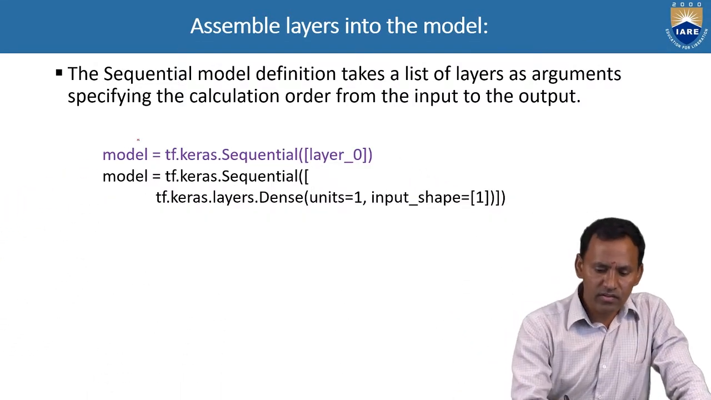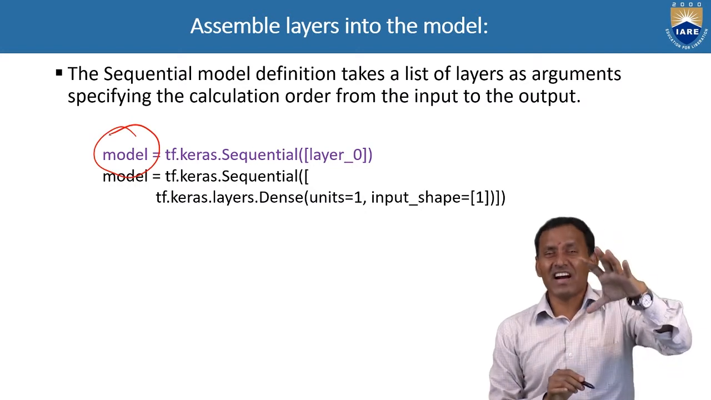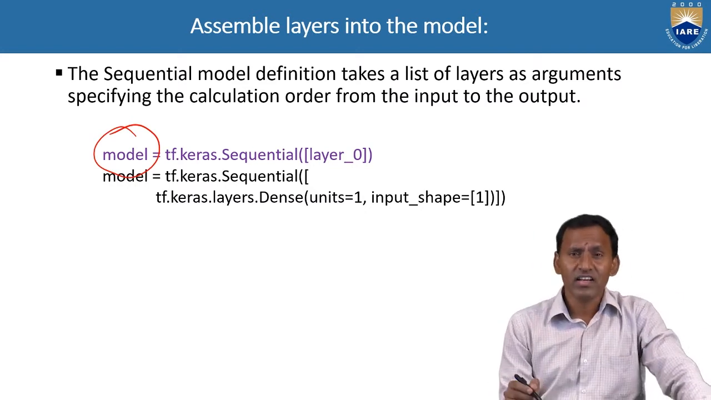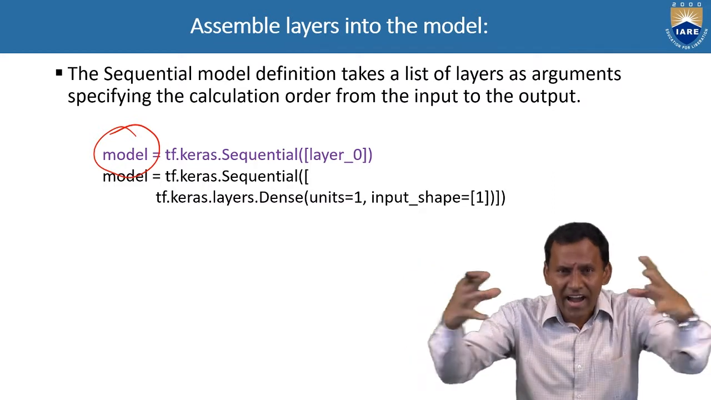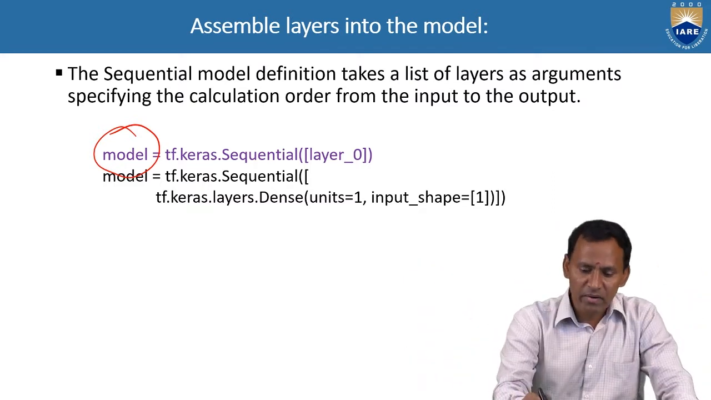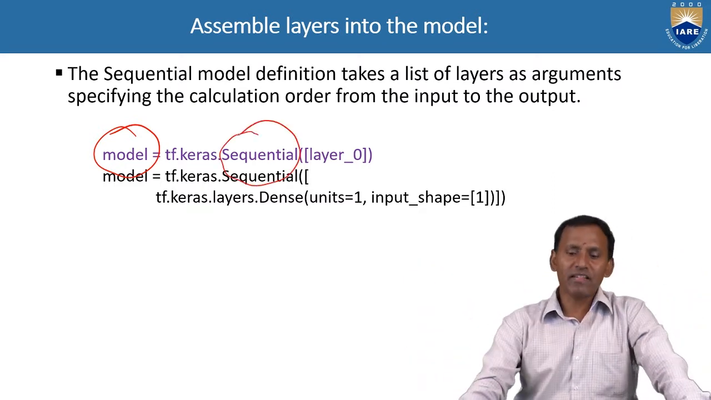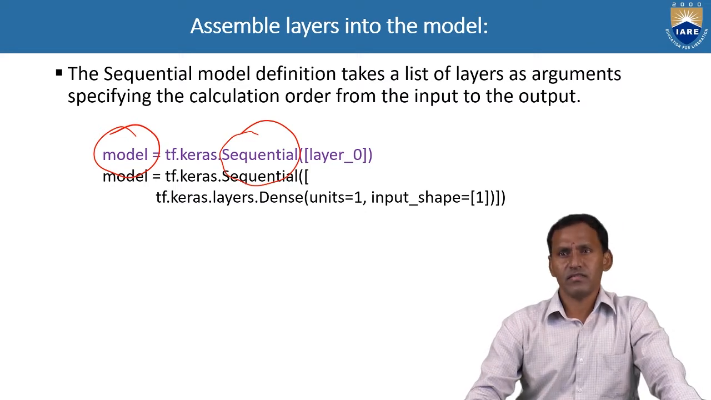So this is the model we are going to develop. We are creating a model. Creating a model means what? We are combining all layers. By using this sequential method, we can combine all the layers.